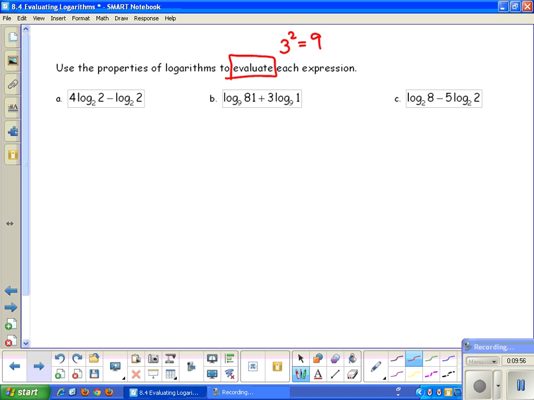So using my properties, the first thing I would have to do is bring this up as an exponent, because you always want to do the order of operations, exponents come first. And then the next thing I can do, I know that 2 to the fourth power is 16, so I can write that in and just simplify.